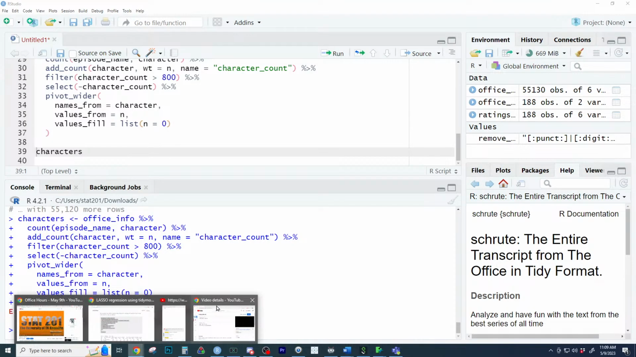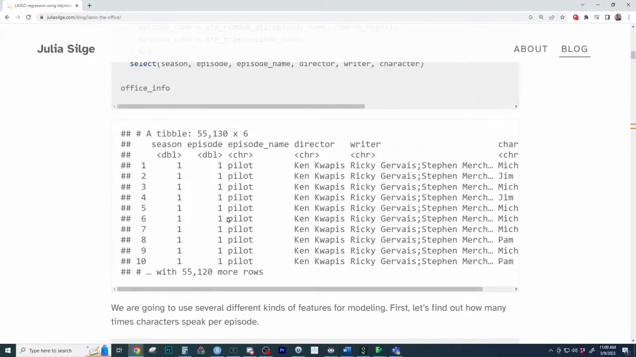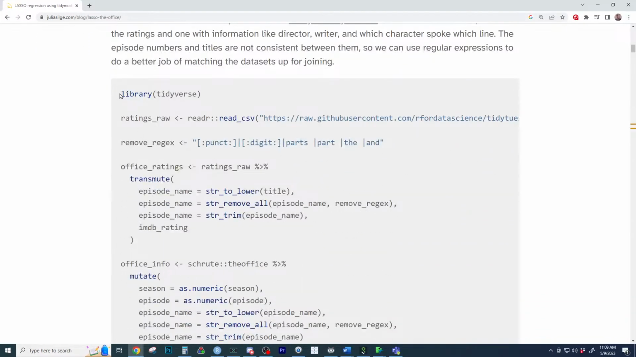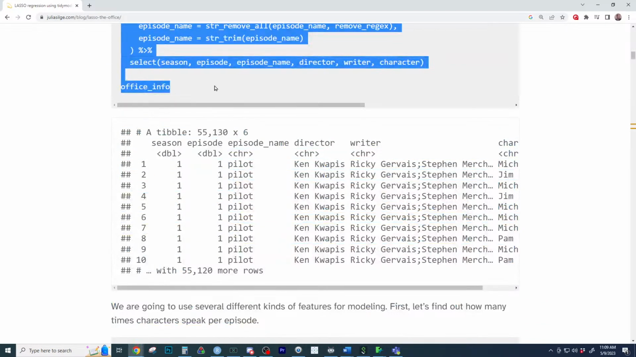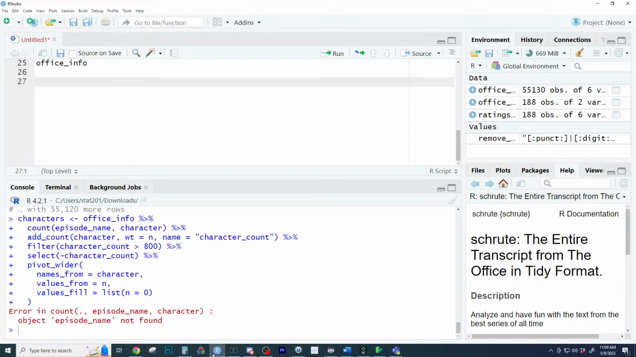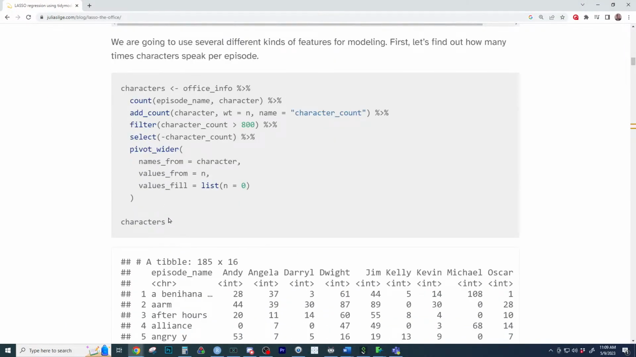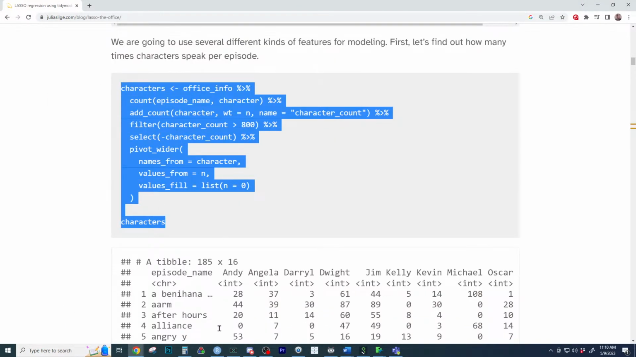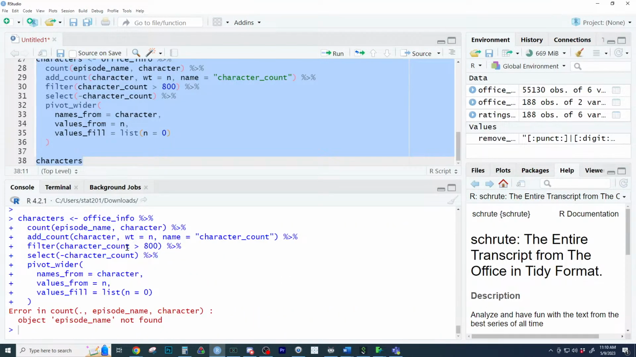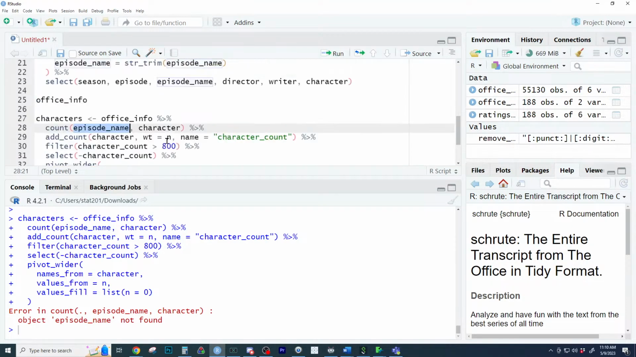Uh-oh, so we run into a little boop right there. Did I not run all the code? Here's the code as is. Take all this code right here, which is everything. Then we go down here and grab all this code, and our code should run in order. It says episode name not found. Let's go see where episode name is used.